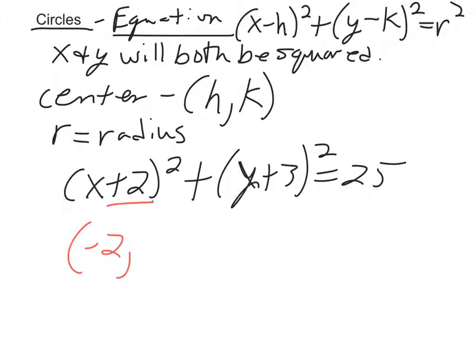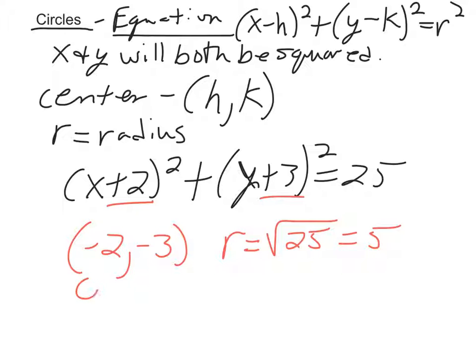It's always the opposite of what they show. So if that said minus 2, then you put a positive 2. And then my y value is going to be negative 3. My radius is going to be the square root of that number, which would be 5. So this is going to be my center, and that's going to be my radius. So we're going to graph those, and I'll graph that on the next page.